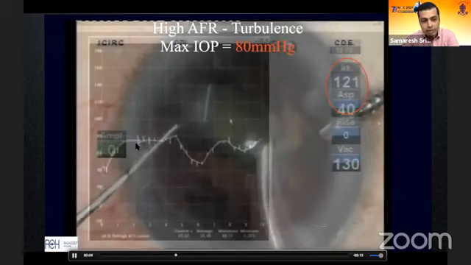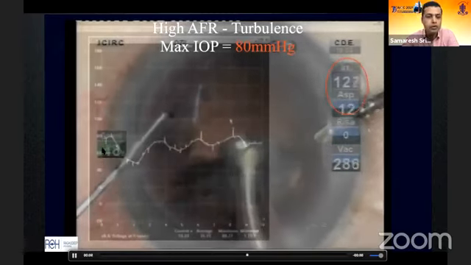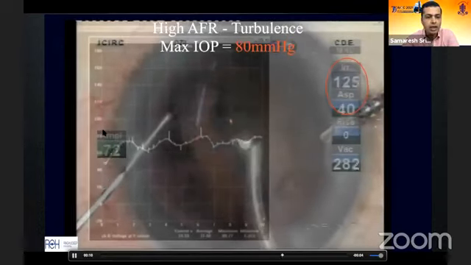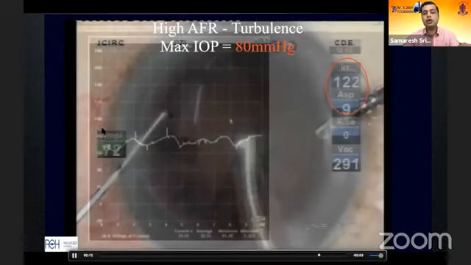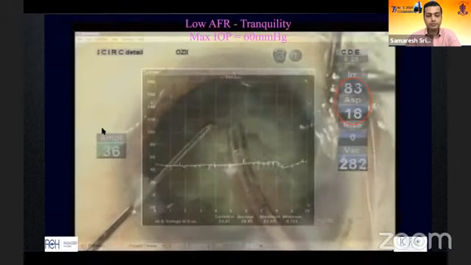Now real time, the machine is monitoring the IOP, and notice how the graph goes up and down and fluctuates anywhere between 60 and 110. And this is the onslaught the eye is facing. There's so much turbulence happening inside the anterior chamber while phaco is being performed. And this was a study done well before the Centurion Vision system came. This study was done about 12 years back.